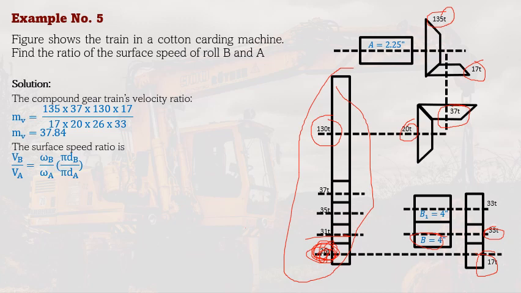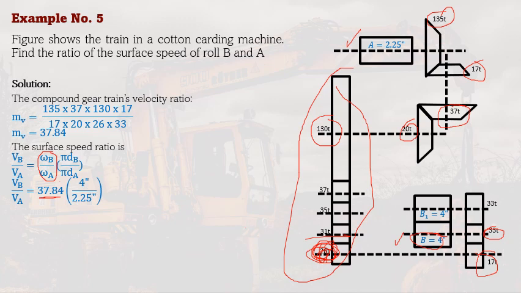The surface speed ratio is defined as the speed ratio, the velocity ratio between roll B and roll A. This is roll B here, and this is roll A here. The speed ratio can be written in terms of the angular velocity and the pi d. Pi d multiplied by the angular velocity gives the linear speed or the surface speed. Since we know that our compound gear train's velocity ratio, MV, is equal to output over input, which is the angular velocity B over A, we can substitute this as equal to our MV.